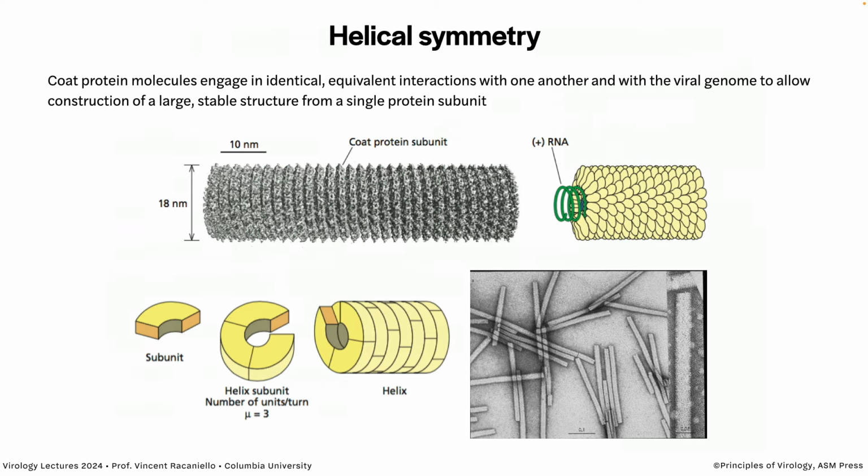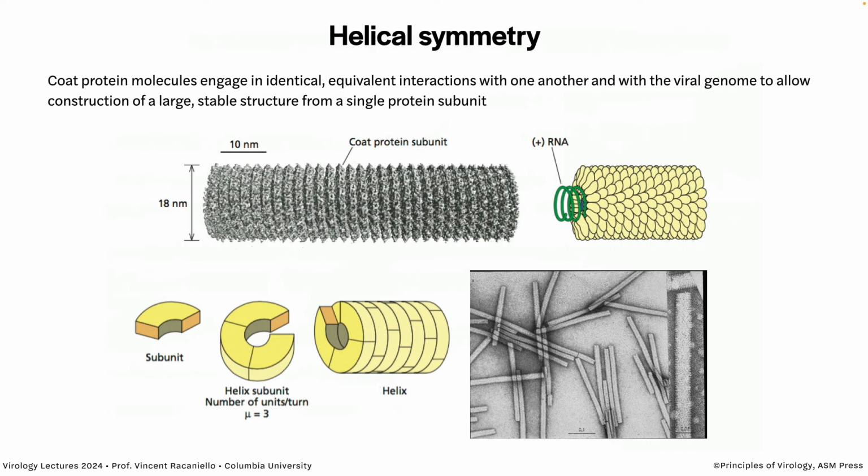First, helical symmetry. Here we basically have a single protein, and for tobacco mosaic virus, which is shown here, it's called the coat protein, which is interacting with each other and with the viral RNA. And so here you can see the schematic on the upper right.